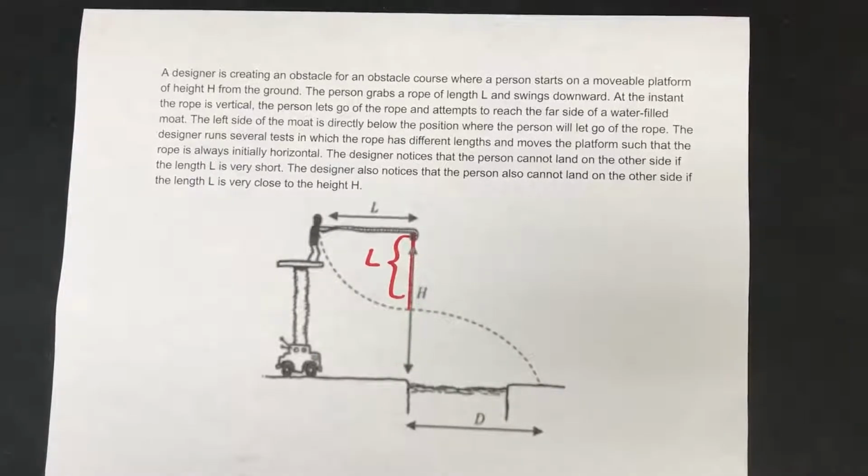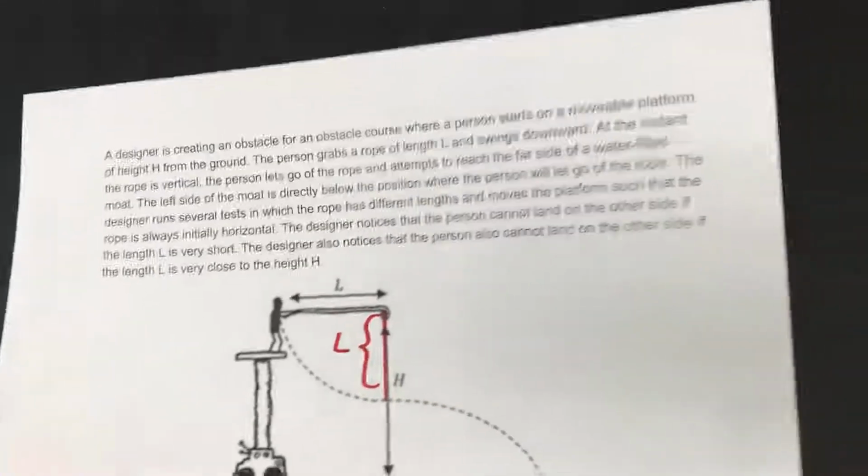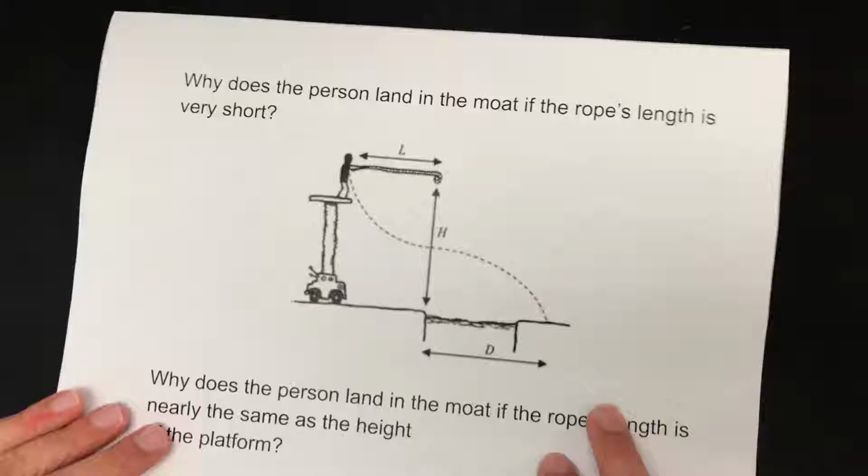The designer notices that the person cannot land on the other side if the length L is very short. The designer also notices that the person cannot land on the other side if the length L is very close to the height of H. So why? Let's talk about these reasons here.